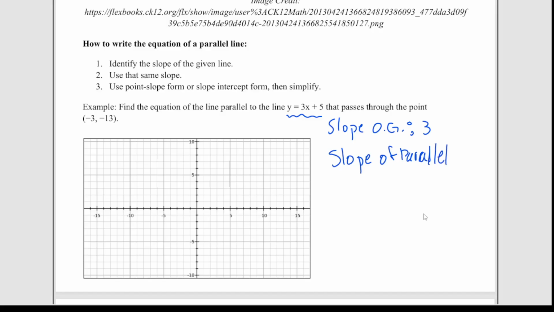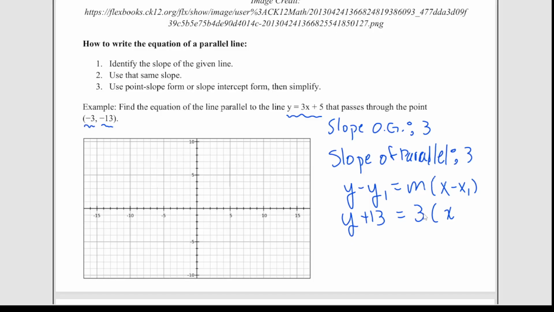Parallel will also be 3. And then if you want to plug directly into point slope form, that would look like y minus y1 would become plus 13, since negative 13 is the y-coordinate, minus negative becomes adding a positive, equals 3, the slope, x, and then that would be plus 3 since you're minusing a negative 3.